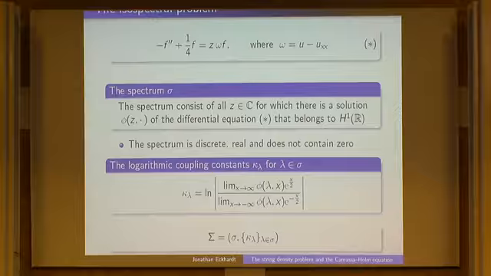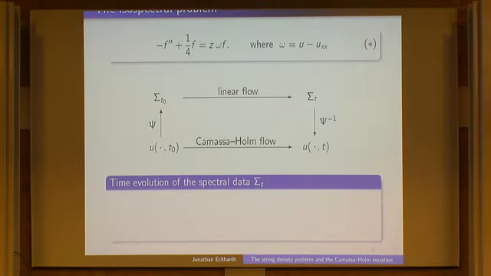Okay, so this is our spectral data. It's the spectrum plus these additional quantities, kappa lambda here. And now I can show you what this linear flow is. As I said, the spectrum stays invariant, and these additional quantities are just linear in time. So it's really a very simple linear flow, and you can write it down explicitly.